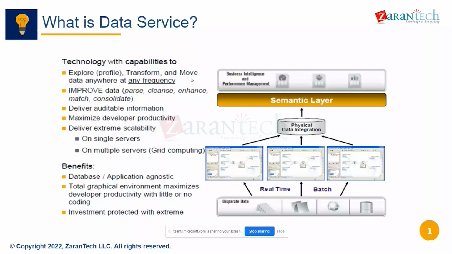And if you consider the fifth point, deliver extreme scalability on single or multiple servers. Here, it means you can use a single server to run multiple jobs, or multiple jobs can run on multiple job servers. You can choose a job server group. Here, grid computing is nothing but a job server group. Indirectly, they are saying grid computing.